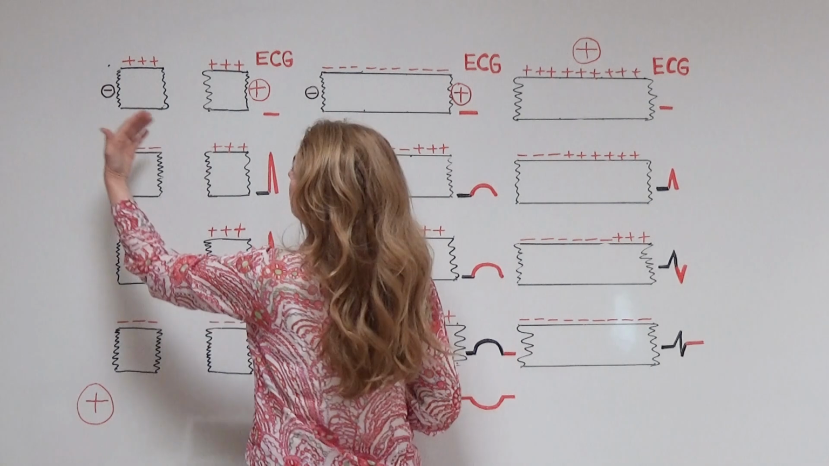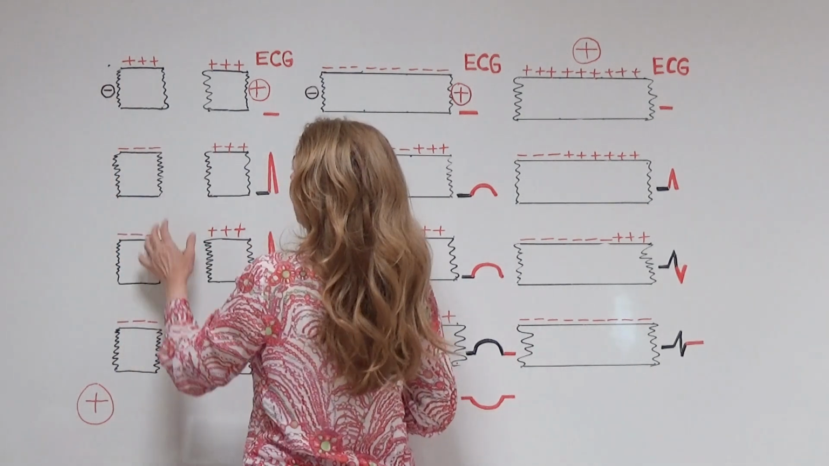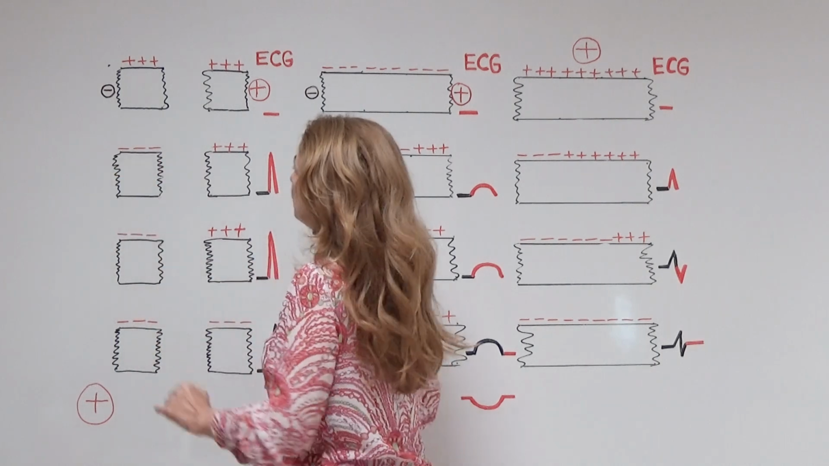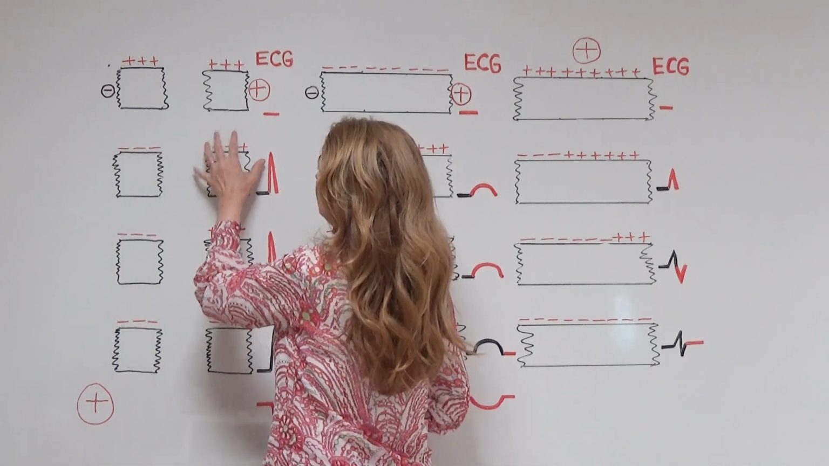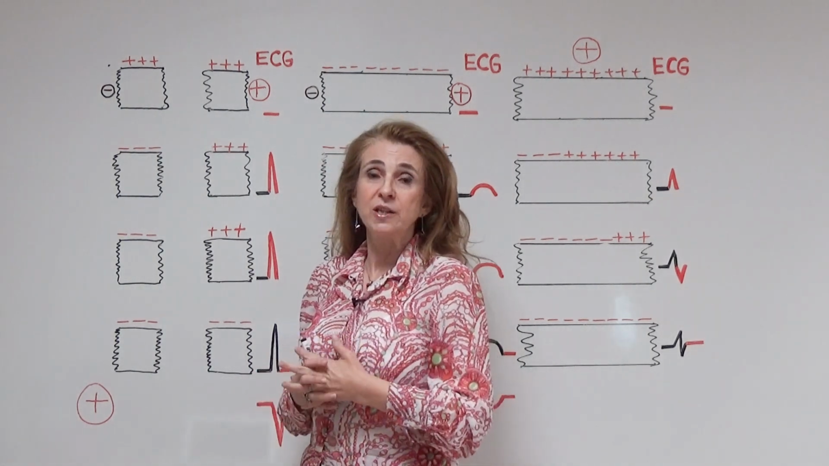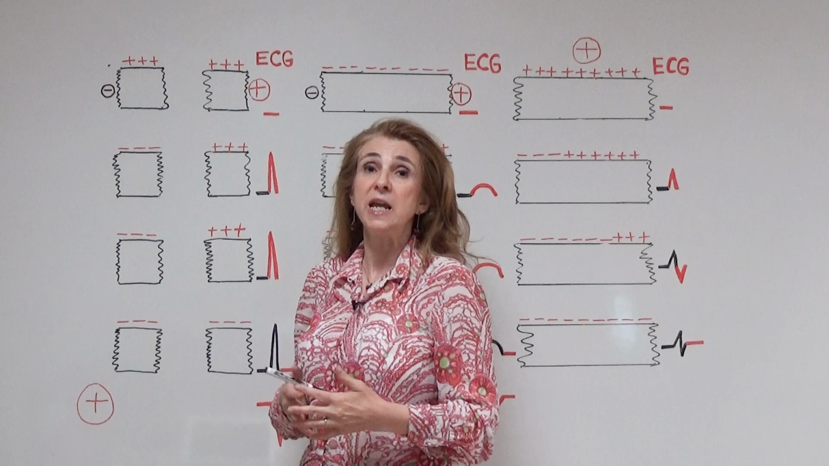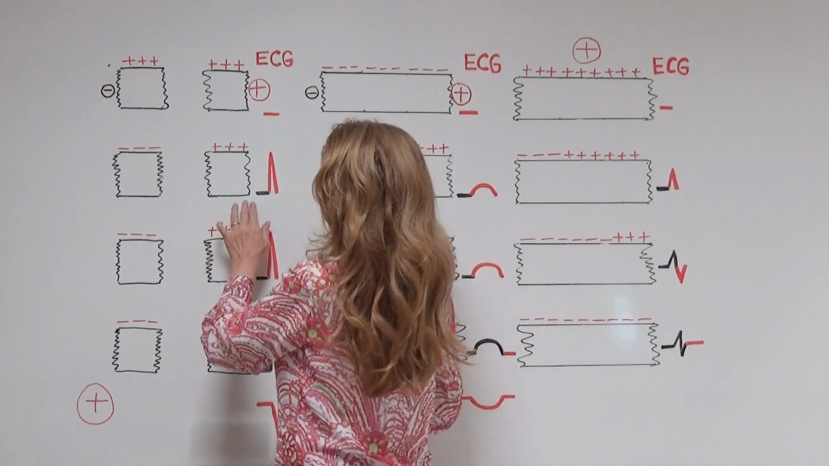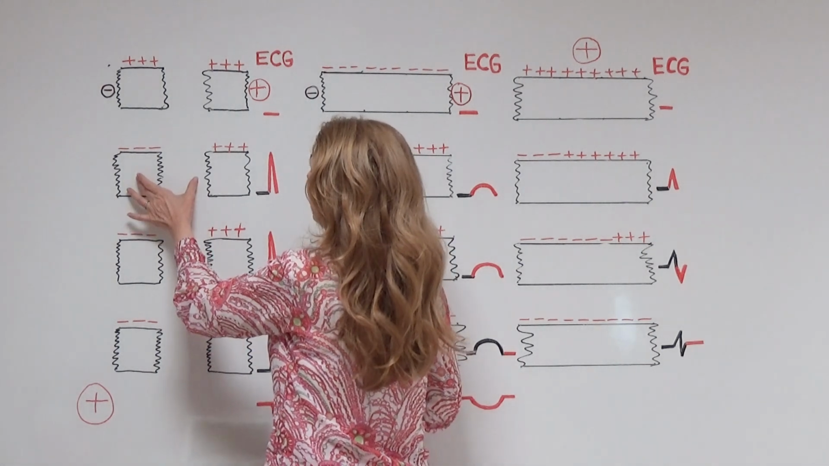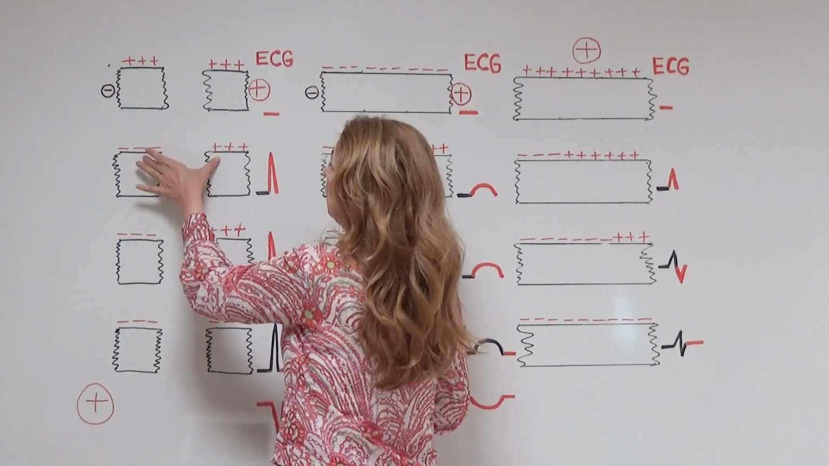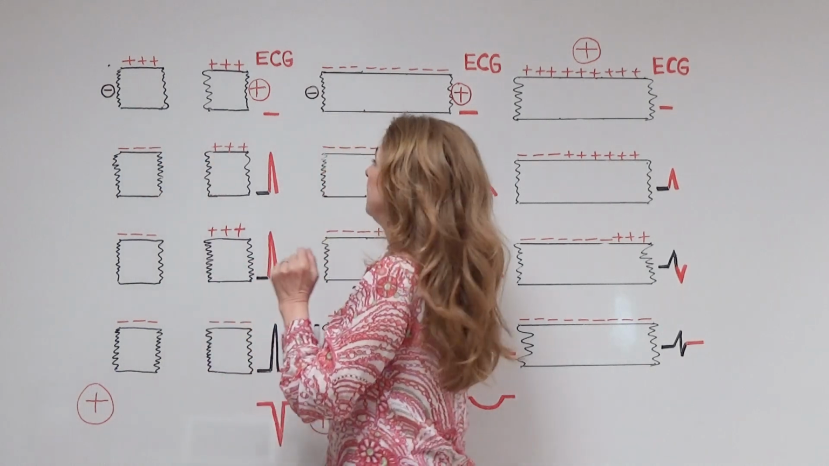Let's say the depolarization starts on the left side. The cell group here becomes negatively charged on the outside. The cell group on the right side is still positively charged on the outside because the cells here are at the resting membrane potential. Now we have a dipole, and electrocardiography records this dipole or the bioelectrical potential difference.